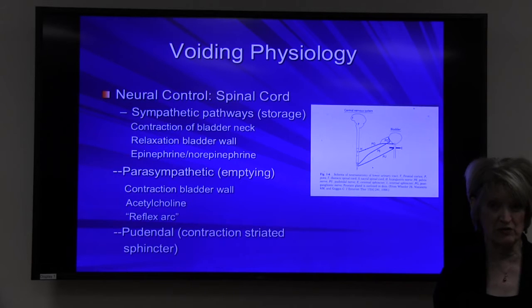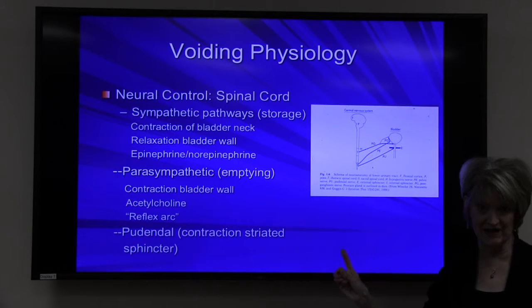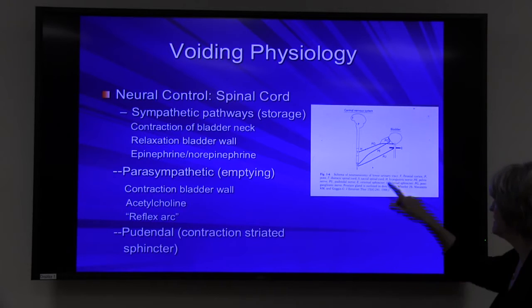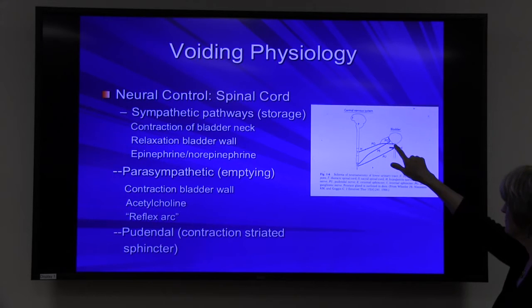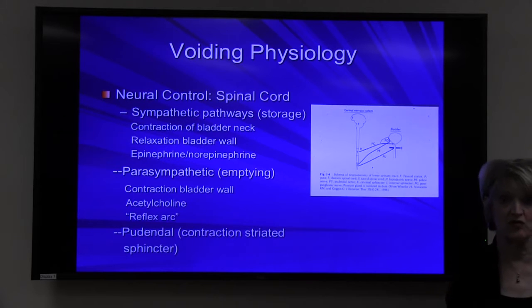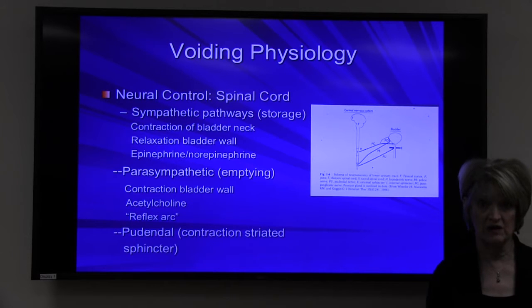A good way to remember that is to remember sympathetic stores. So sympathetic pathways are active during the storage phase. When the pontine storage center is in control, it's activating these sympathetic pathways. It's sending messages down the sympathetic pathways to keep the bladder wall relaxed and the bladder neck tight. And the primary neurotransmitters for the sympathetic nervous system are epinephrine and norepinephrine.